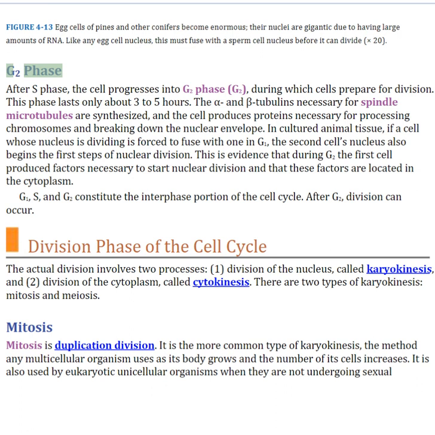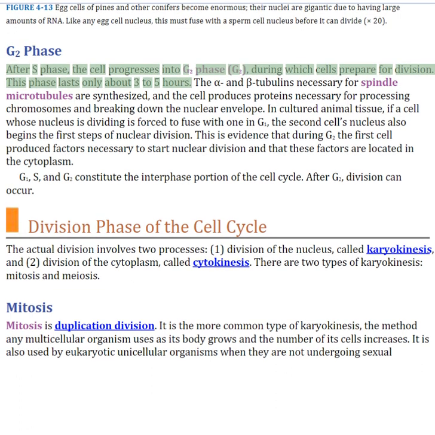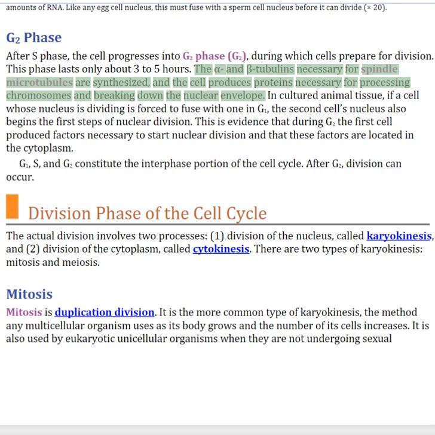G2 phase. After S phase, the cell progresses into G2 phase, during which cells prepare for division. This phase lasts only about 3 to 5 hours. The alpha and beta tubulins necessary for spindle microtubules are synthesized, and the cell produces proteins necessary for processing chromosomes and breaking down the nuclear envelope.